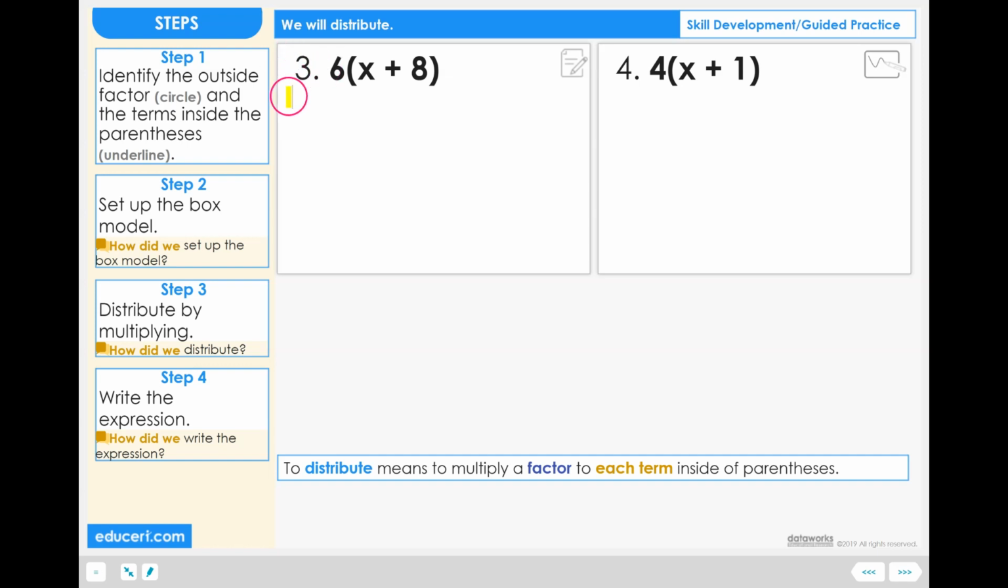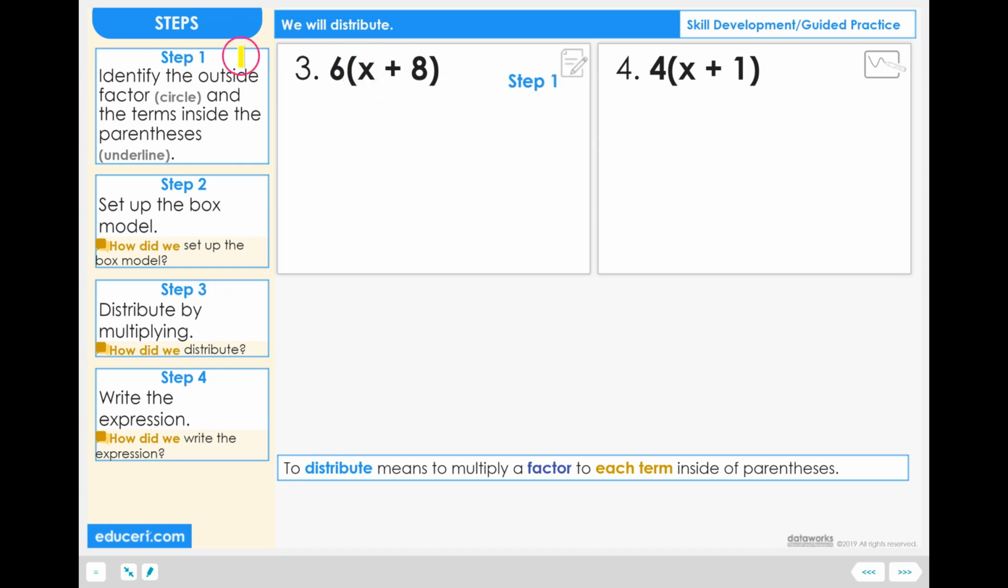Let's distribute. Problem number 3. 6 times x plus 8. Here we have an x that has no coefficient shown. The coefficient is the number that is multiplying the x, or often the number in front of the x. And since we do not see it, that means it is 1. This is 1 times x, and that's why they just show x, because 1 times x equals x.